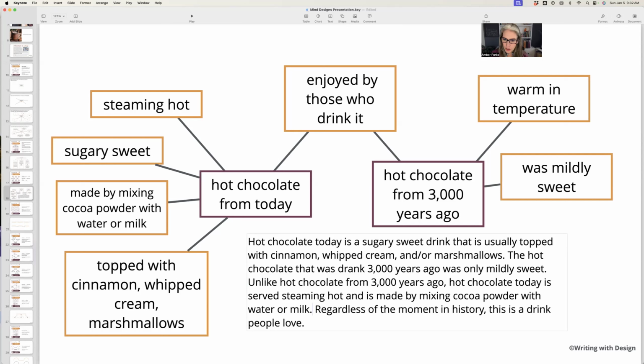Hot chocolate today is a sugary sweet drink that is usually topped with cinnamon, whipped cream, and or marshmallows. The hot chocolate that was drank 3,000 years ago was only mildly sweet. Unlike hot chocolate from 3,000 years ago, hot chocolate today is served steaming hot and is made by mixing cocoa powder with water or milk. Regardless of the moment in history, this is a drink people love. Good. Now, the only thing is we've got this 3,000 years ago that repeats twice here. Maybe we could say from a long time ago.